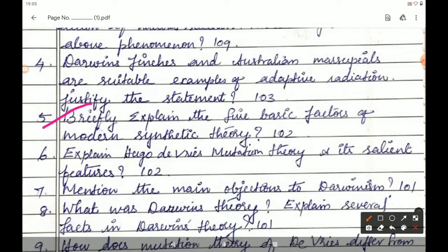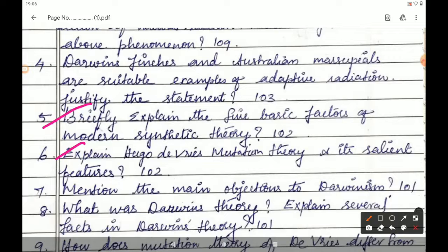Next question: explain Hugo de Vries mutation theory and its salient features. Answer is given in page number 102. Hugo de Vries theory, you have already studied this one. Hugo de Vries put forth the mutation theory. Mutations are sudden random changes that occur in the organism and are heritable. From the beginning of the paragraph to the salient features of mutation theory, there are 4 points, till they are strictly subjected to natural selection. Till there, you close the bracket.